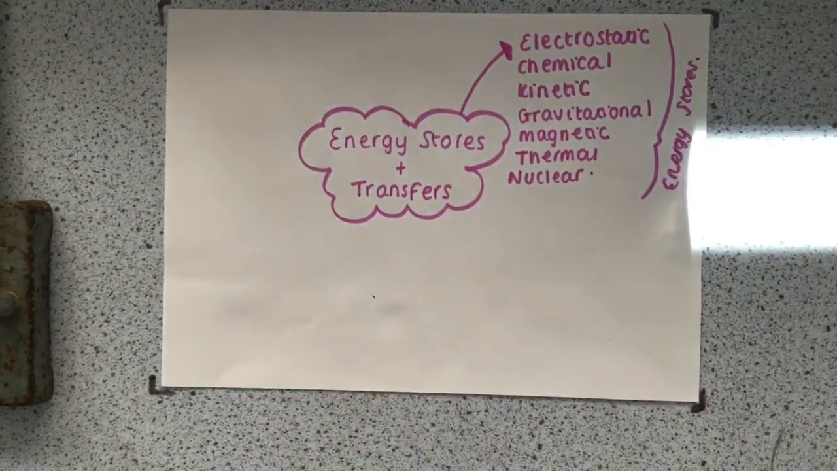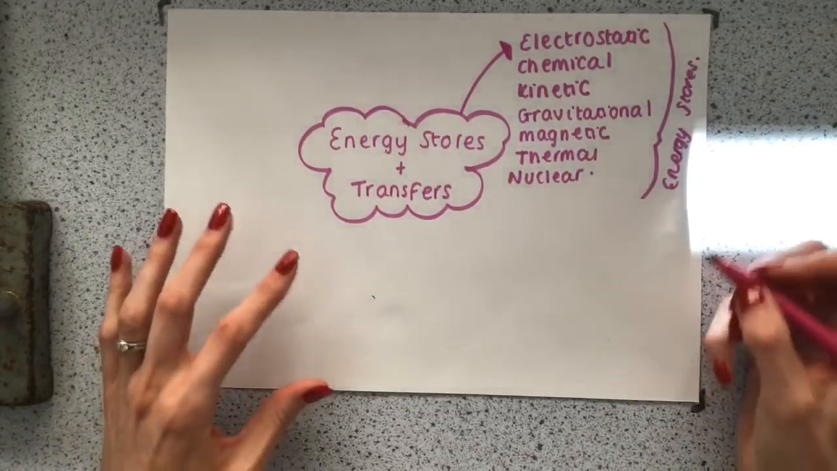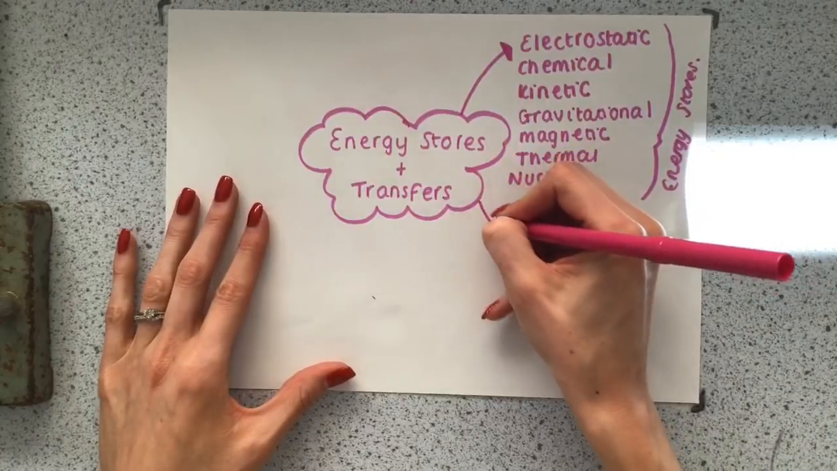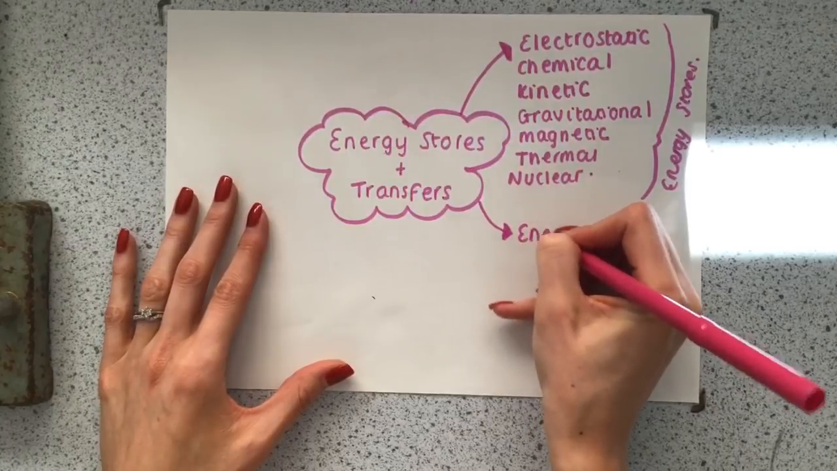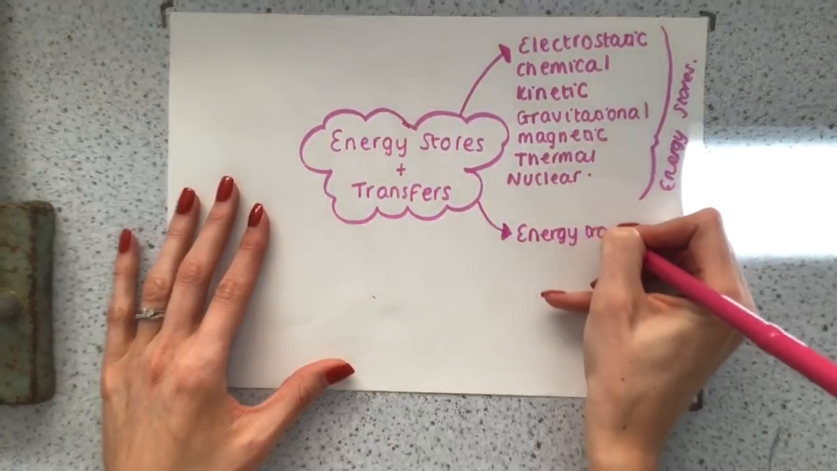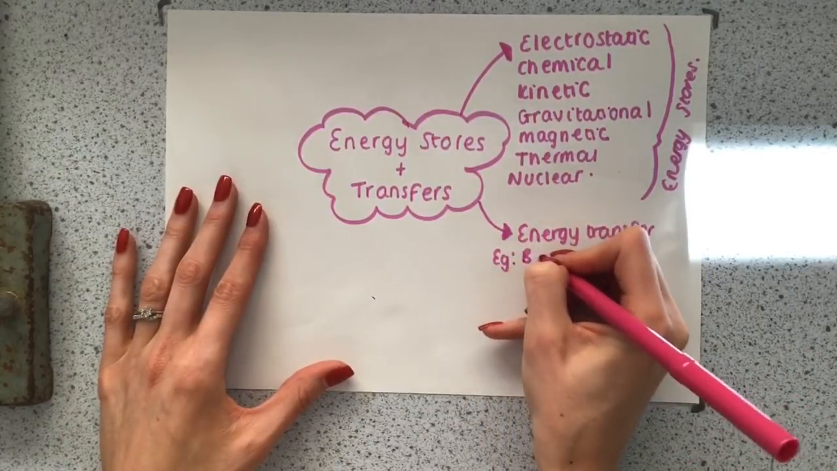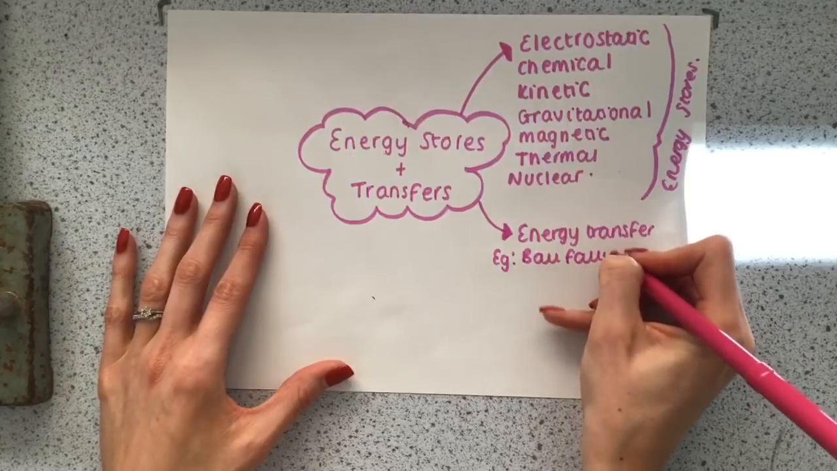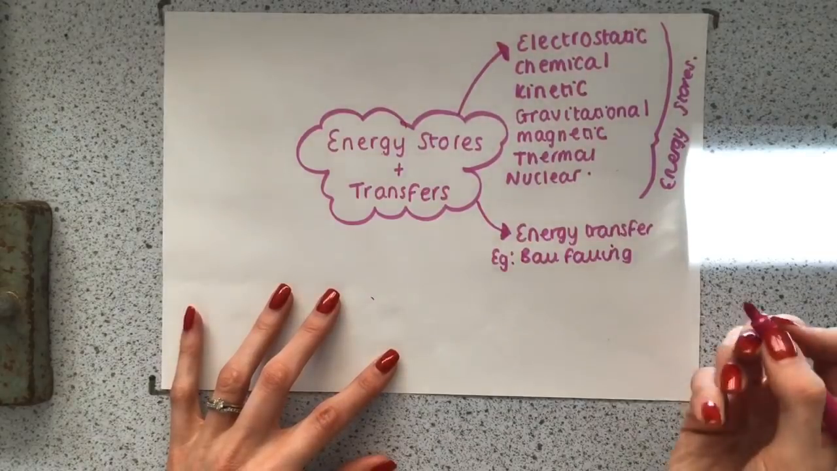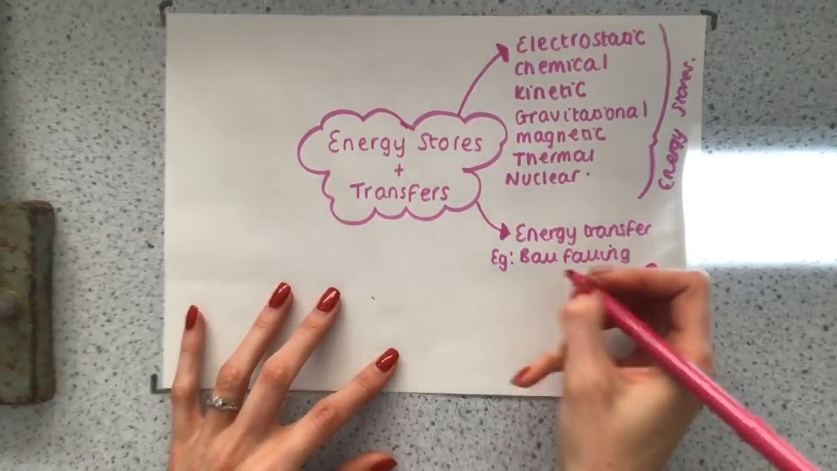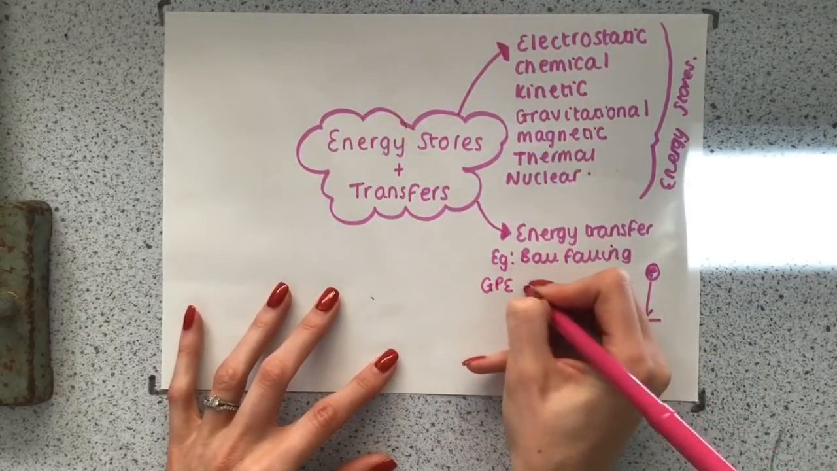In your exam, they could ask you how an energy transfer takes place. So it's really important that you know the energy stores and you can then put them into an energy transfer. If we look at one example of an energy transfer, we'll look at a ball falling to the ground. We'll look at what the initial energy is to start with. Initially, when the ball is held up high, it has gravitational potential energy. I'll shorten that down to GPE.